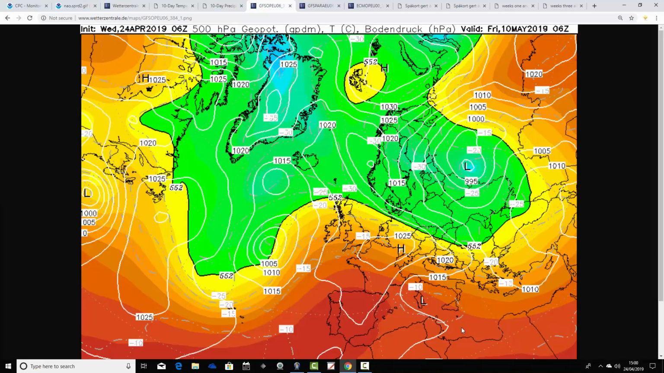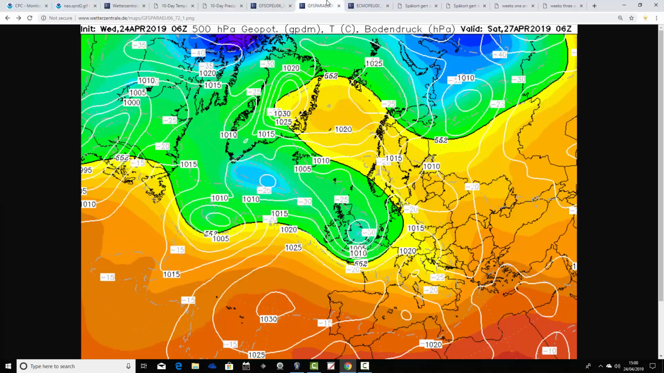It's Friday the 10th of May. But the high pressure is beginning to build up over the top of the UK, so possibly hinting that in the second week of May things could turn drier and warmer, perhaps as we lose that northern blocking.